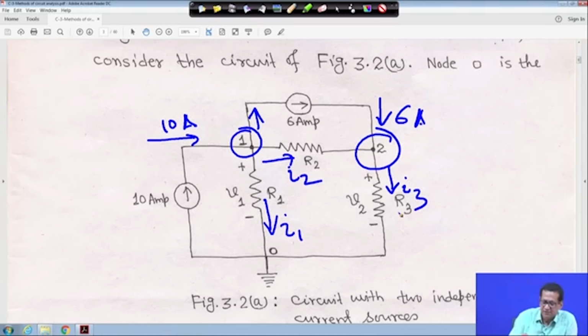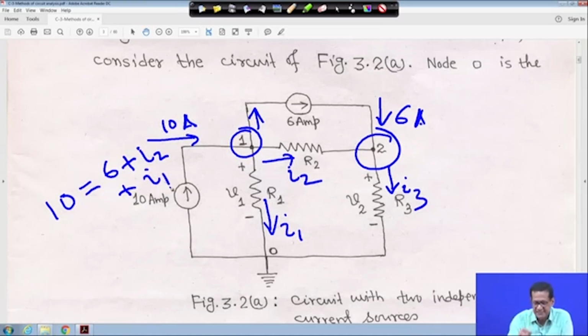So, if you apply KCL at node 1, then you will get, looking at outgoing current, the incoming current is 10 ampere. So, here I am writing 10 is equal to 6, because this current is also leaving this terminal, plus this current I2, plus this current I1. This is KCL at node 1. So, 10 is equal to 6 plus I2 plus I1, because all are outgoing.